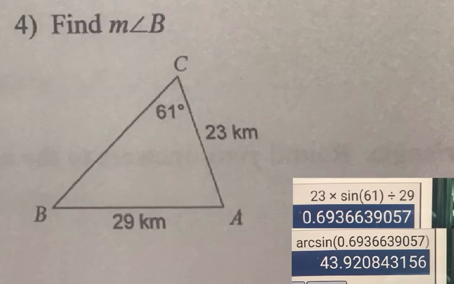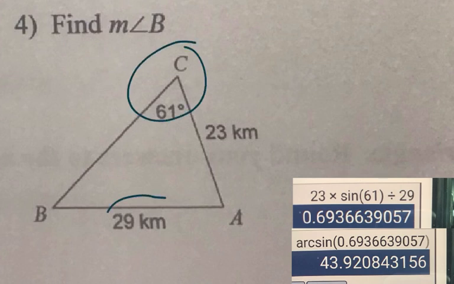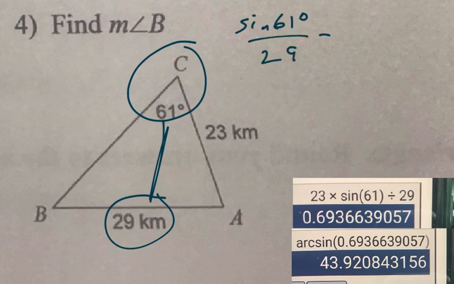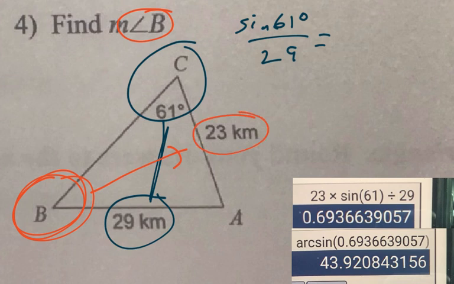So if we look at this one here, guys, notice I know that 61 degrees is opposite with 29. So I could say that the sine of 61 degrees goes with 29. I'm asked to find angle B down here, which is opposite with 23. So I can say that the sine of B goes with the 23.